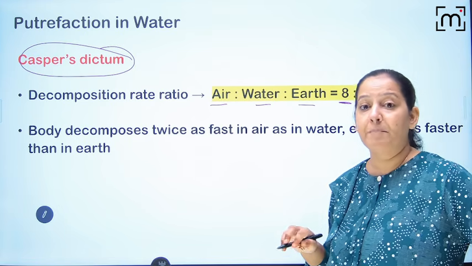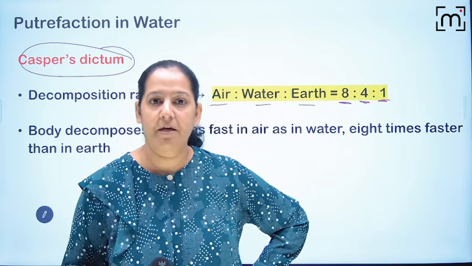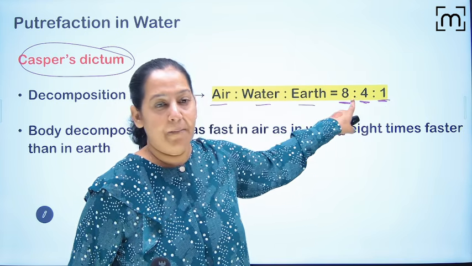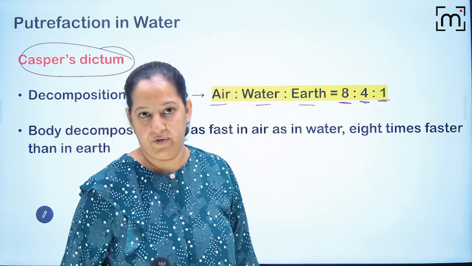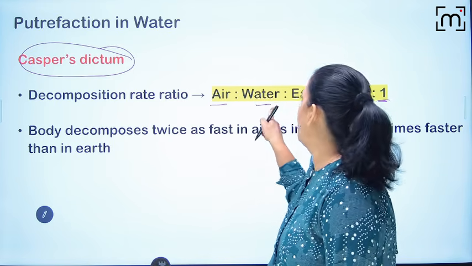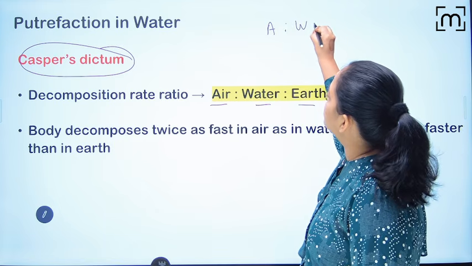That's why dead bodies are buried in many religions. Dead bodies are buried because putrefaction is slower as compared to air and water. You are getting my point? So this is the ratio you have to learn. Say the ratio: air is to water is to earth.